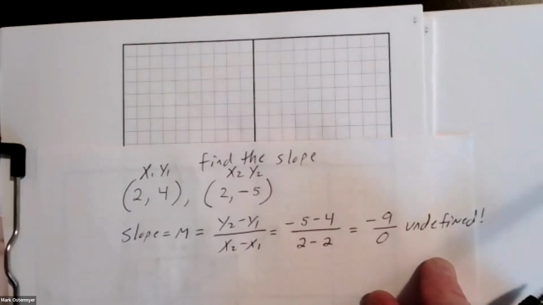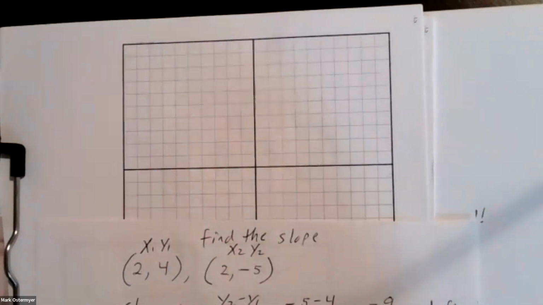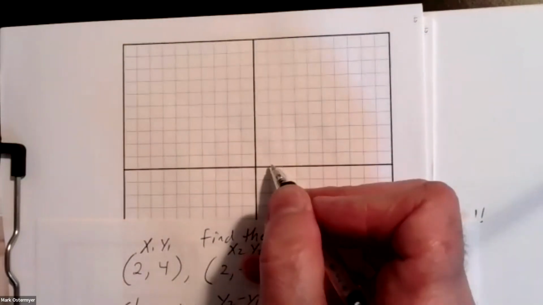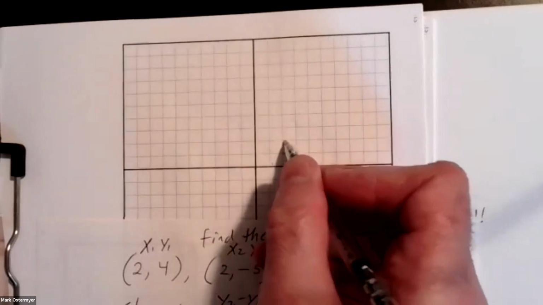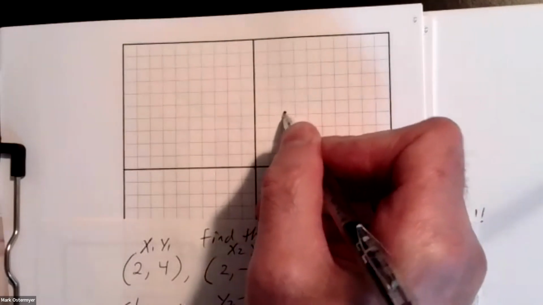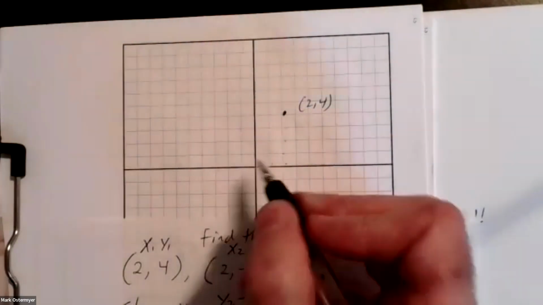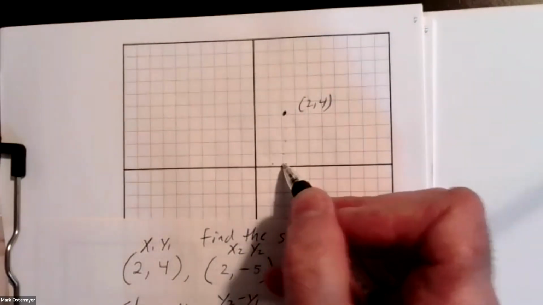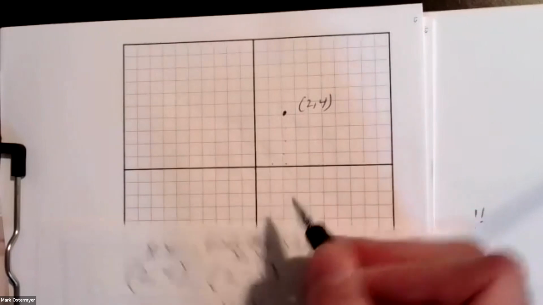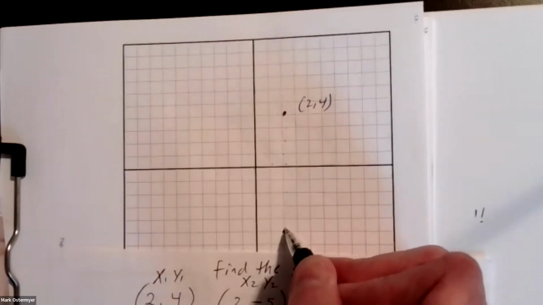That's an undefined slope. And what kind of a line has an undefined slope? Wouldn't we like to know? Well, let's plot these points and find out. So let's plot 2, 4, start at the origin, 2 to the right, 1, 2, now up 4, 1, 2, 3, 4, there's 2, 4. And then we're going to plot the point 2, -5, start at the origin, 2 to the right, then down 5, -1, -2, -3, -4, -5.